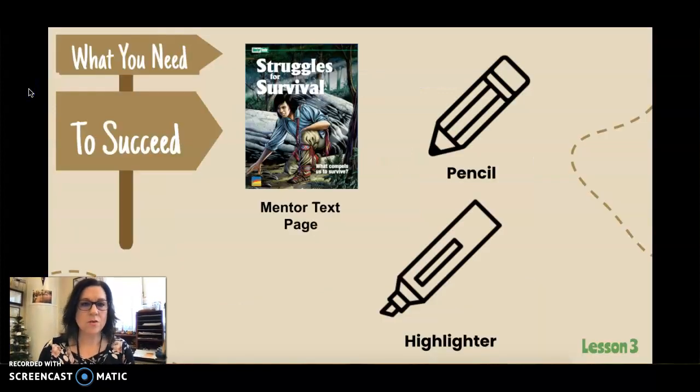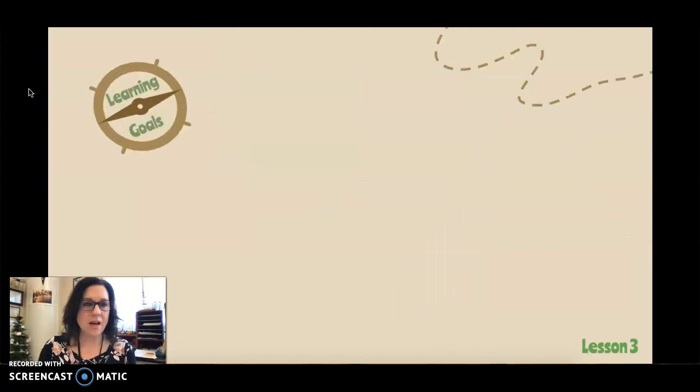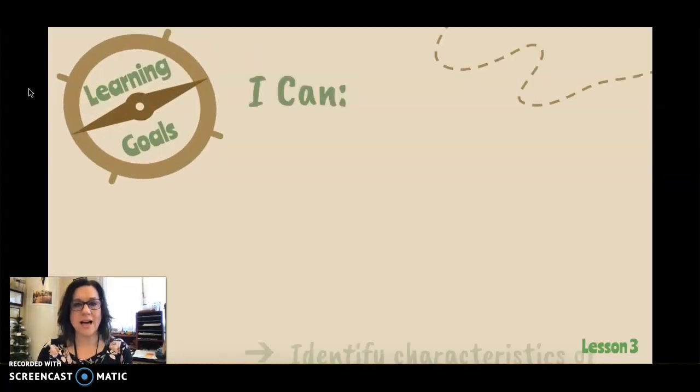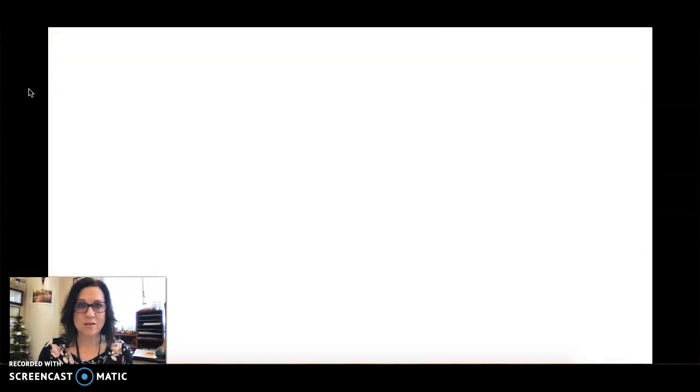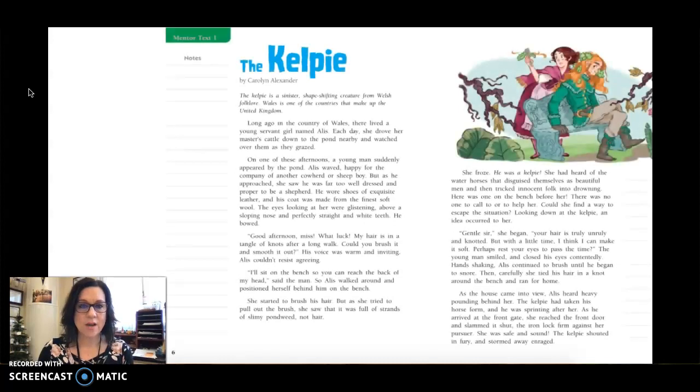What I want you to do is grab your mentor text, a pencil and a highlighter. Here we go. Today, our learning goal is: I can identify characteristics of folktales and understand how the elements contribute to understanding. Folktales are fun, interesting stories.